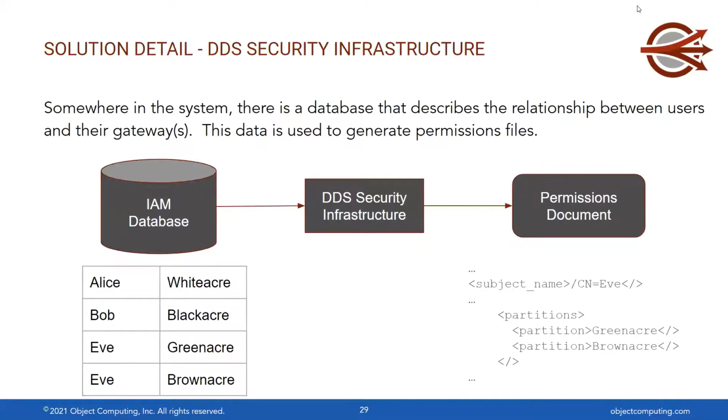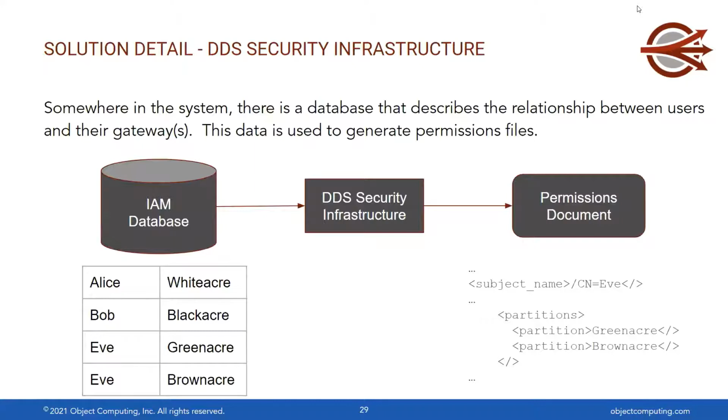Let's move on. So somewhere in the system, there's a database that describes the relationship between users and their gateways, and I mentioned this within the partitions before. So Alice owns Whiteacre, Bob owns Blackacre, Eve has Greenacre and Brownacre. So somewhere in your IAM database, your identity and access management database, those relationships exist. The DDS security infrastructure brings those out and makes that available in the permissions document so that each participant gets an appropriate permissions document that allows them to interact with the systems that they want.